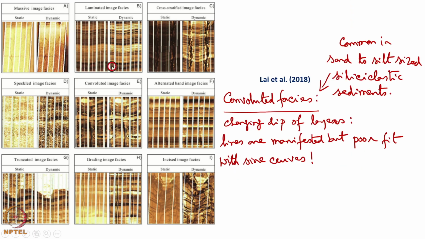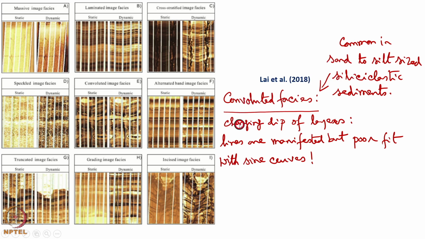Let us look at the convoluted image facies. This is coming from the convoluted layers, and if it is being drilled, then we are looking at the uncoiled image. Now, these convoluted facies can be found in sand to silt size siliciclastic sediments. So, if we can comment that there is a convoluted image facies and we have some idea about the lithology, then stories can match.